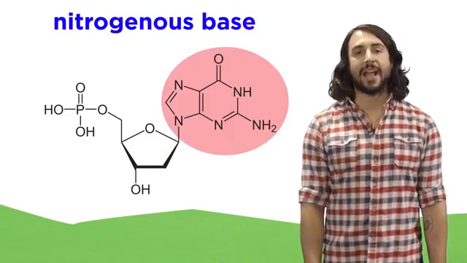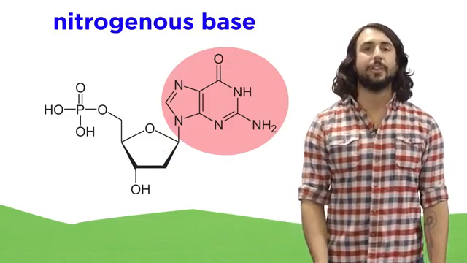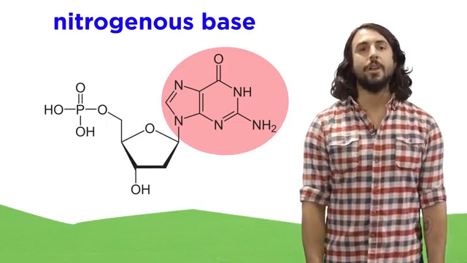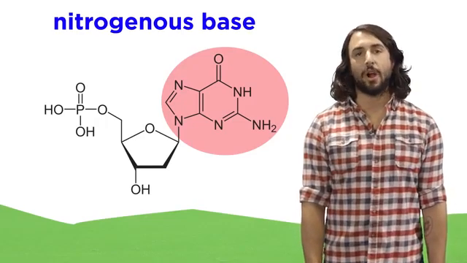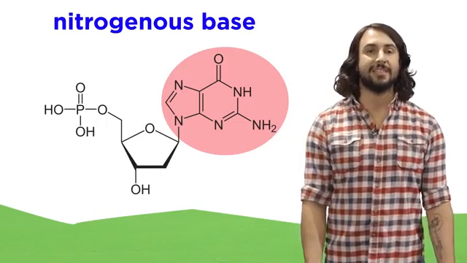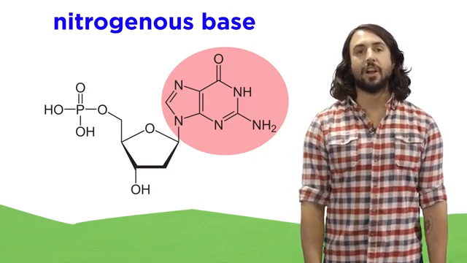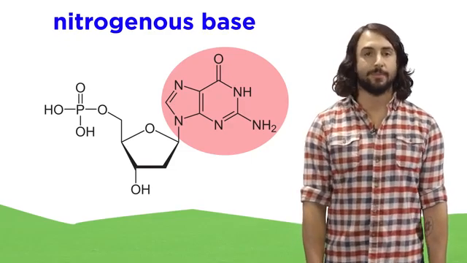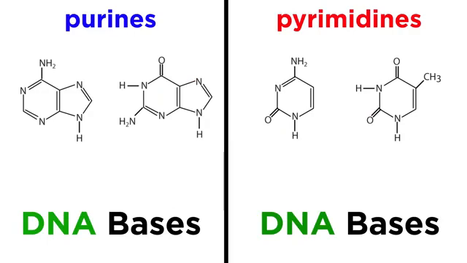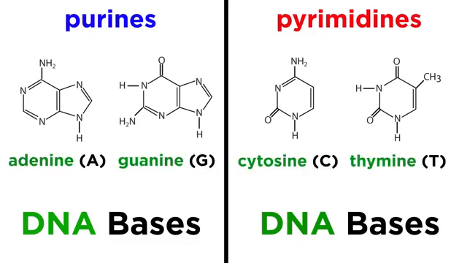Next, extending from the anomeric carbon is a heterocyclic base. It's a heterocycle because there is an element other than carbon inside the rings, in this case nitrogen, and it's a base because of the lone pairs on the nitrogen atoms. These bases can be either purines or pyrimidines, depending on whether there is one ring or two, and in DNA the bases are adenine, guanine, cytosine, and thymine, which are abbreviated as A, G, C, and T.